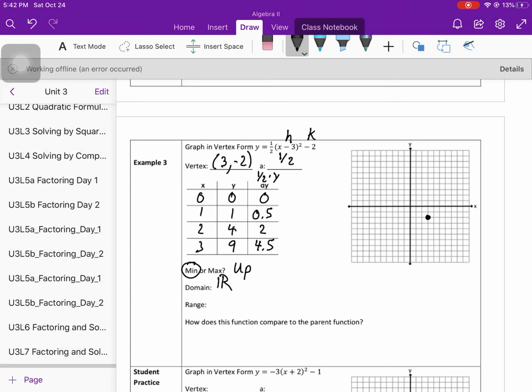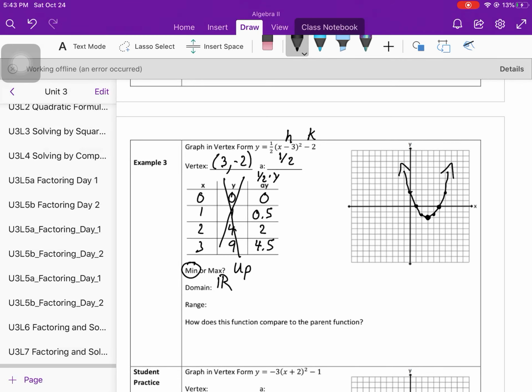Let's go ahead and graph this. So our vertex was over 3, down 2, and we're going up, but we don't need the y column, so we're going over 1. Excuse me, let me just mute this for a second. Okay, so over 1 up 1/2 is right there, but we got to do that on both sides. Over 2 up 2, right there and right there. And then over 3 up 4.5 is right there and right there.